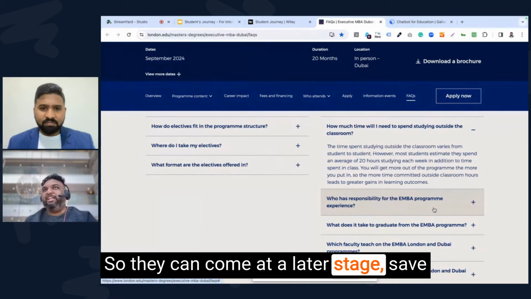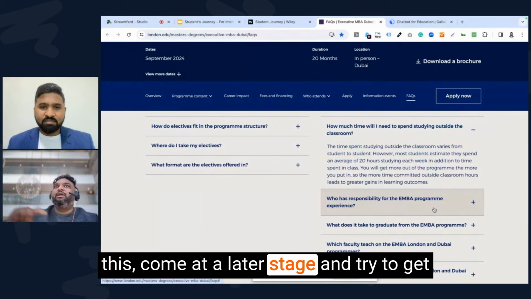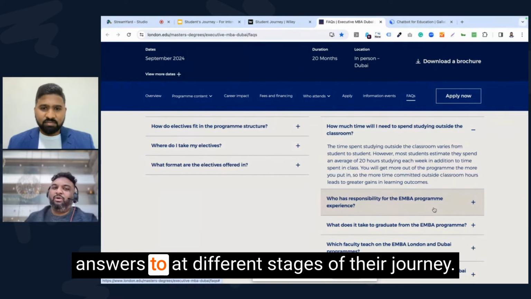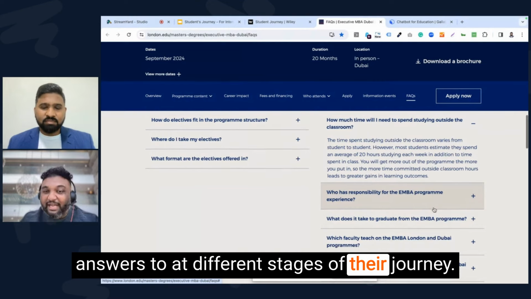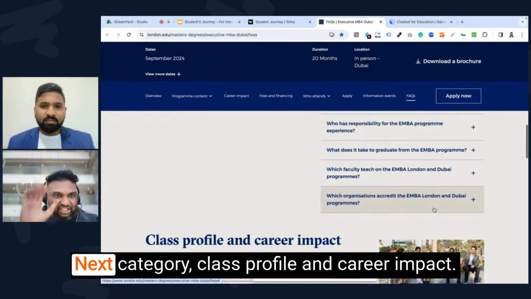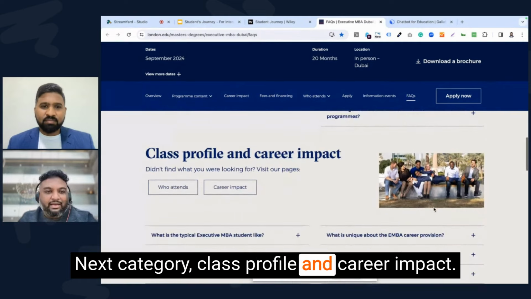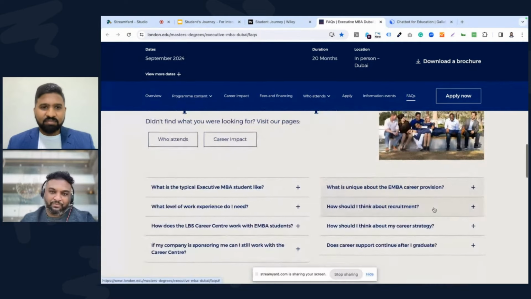At a later stage, save this, come back at a later stage, and try to get answers at different stages of their journey. That's right. Next category: class profile and career impact.